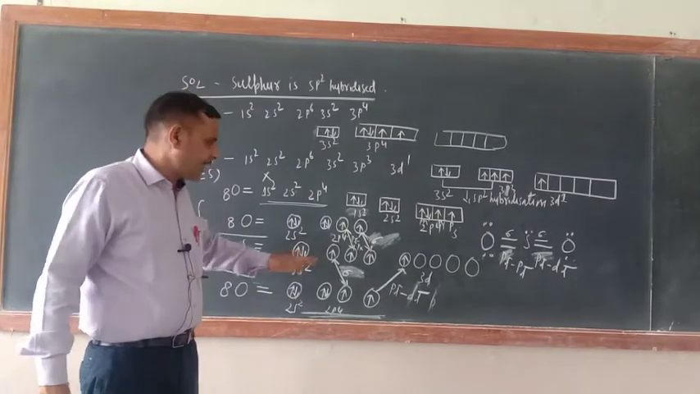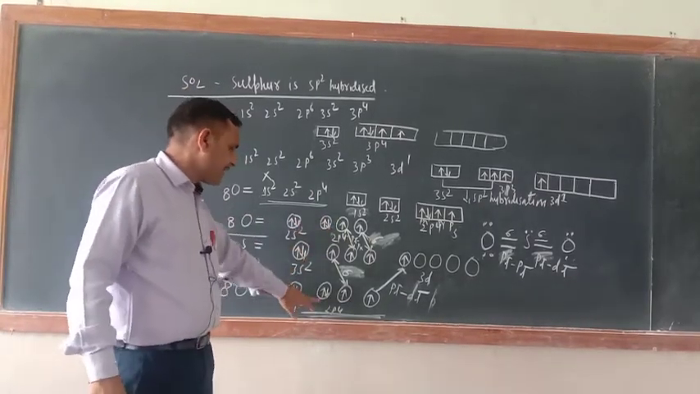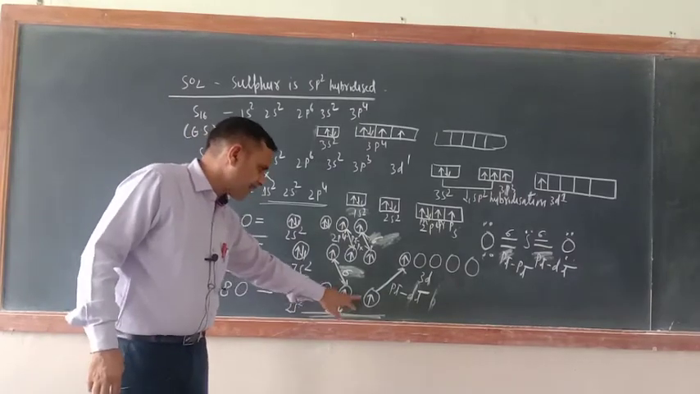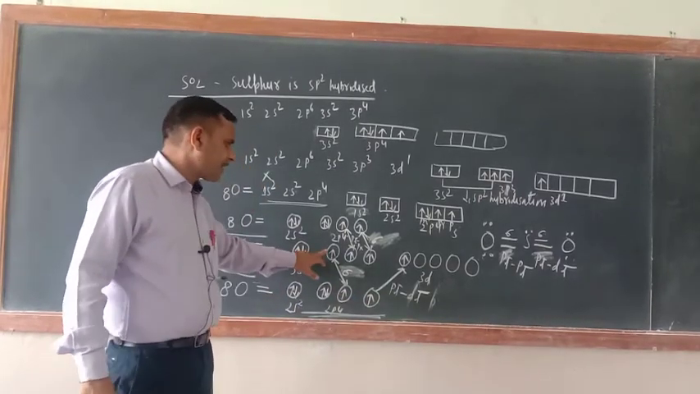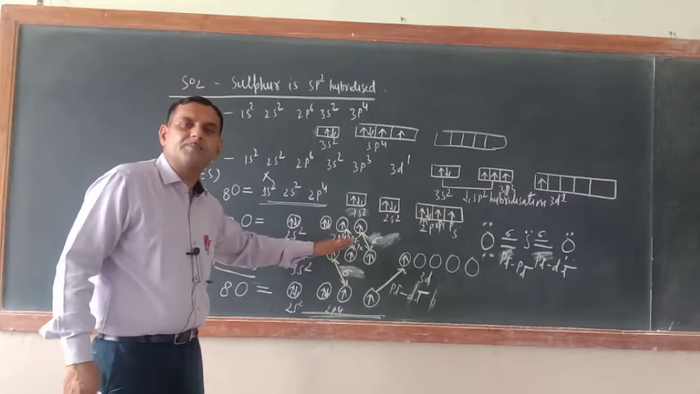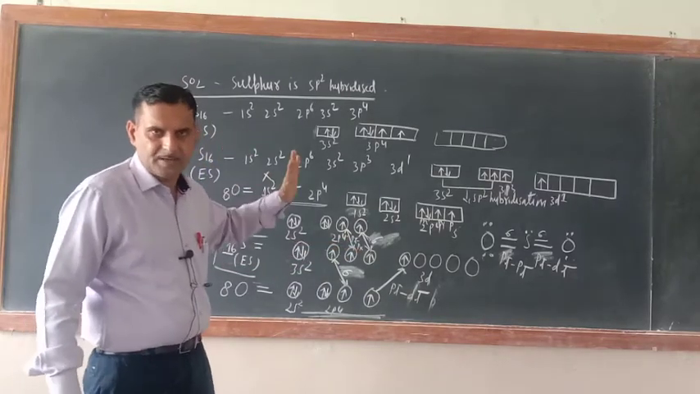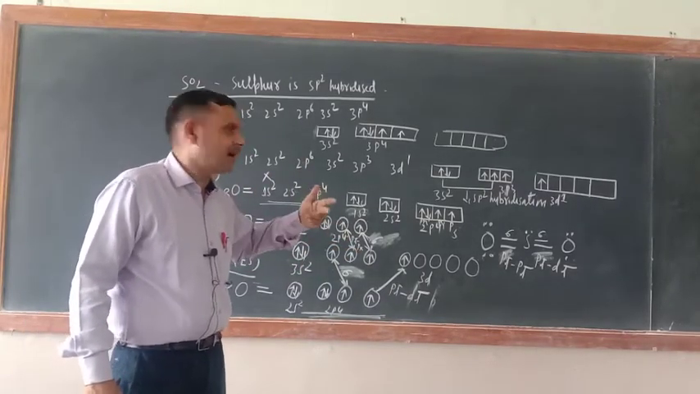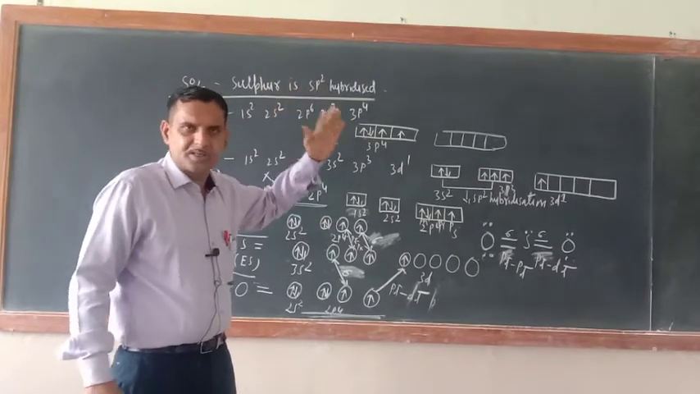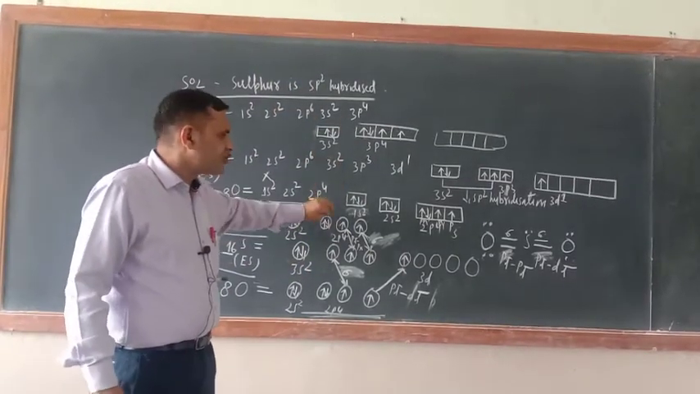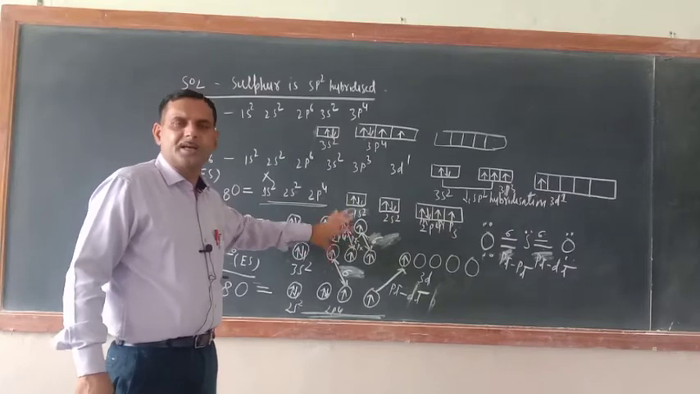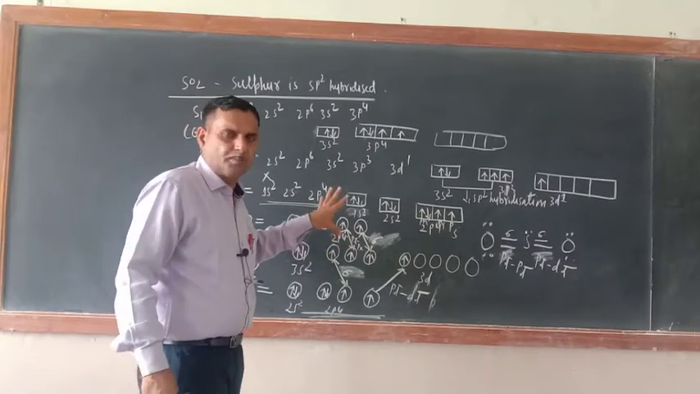So in the oxygen case we can say that this is py, this is pz, but in the sulfur case we can't say which one is py and which one is pz. Always remember, because sulfur has undergone sp2 hybridization. I hope you have got it. Just zoom in and see properly, and you will definitely understand. This is the important thing.